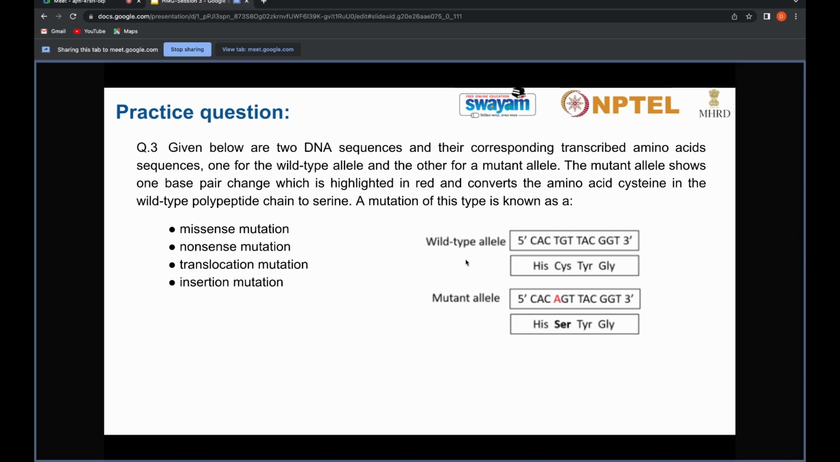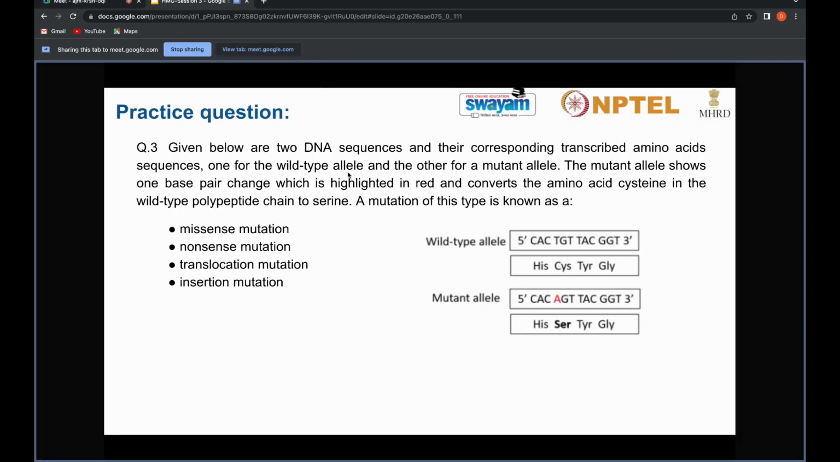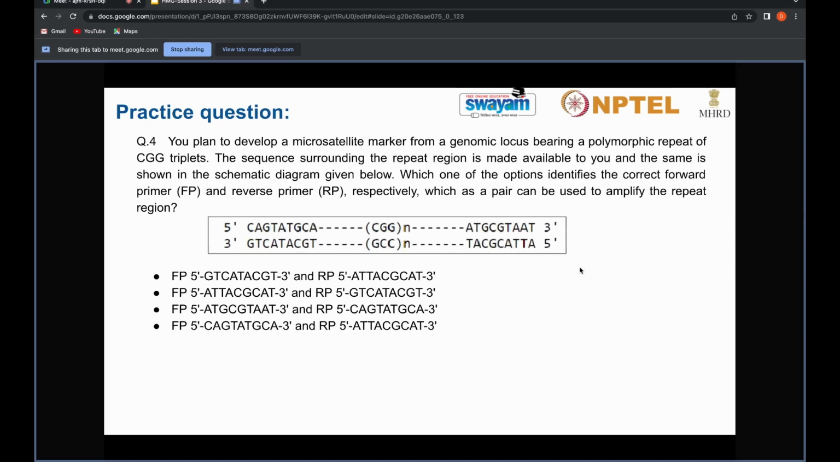Missense, ma'am. Missense, okay. Anyone else? Okay, missense mutation, yes, right. The correct answer will be the missense mutation. And why missense? Because in this there is a change in the amino acid that is being coded. So this type of mutation is a missense mutation, and it is an example of a point mutation, which means a single nucleotide is changed. Okay, very good. Now let's move to another question.